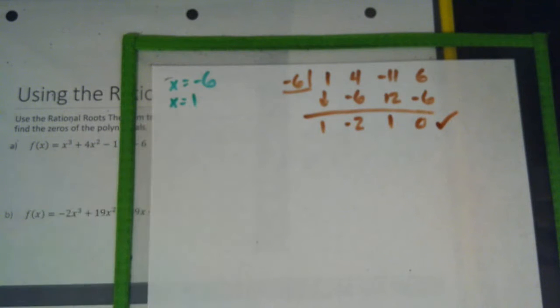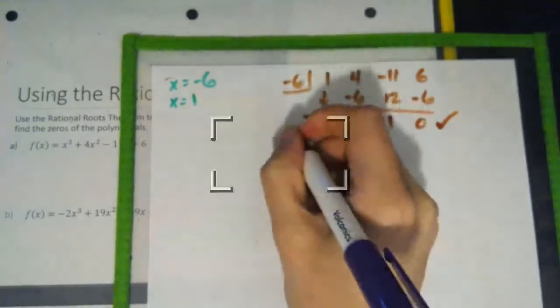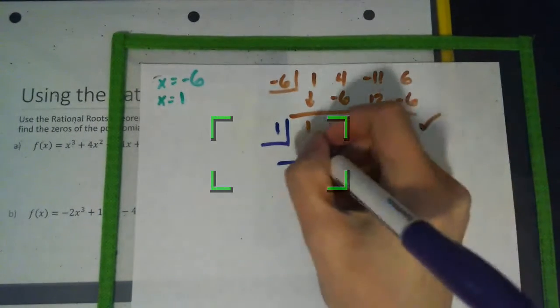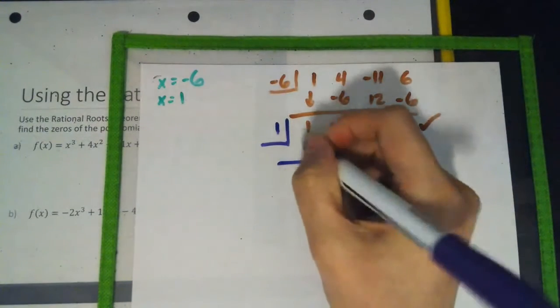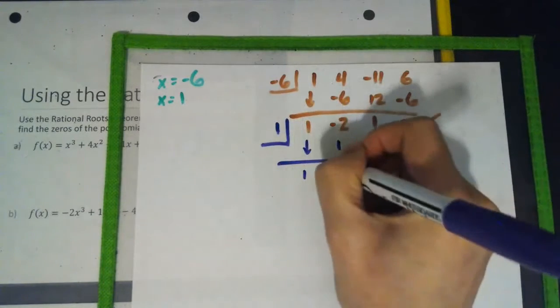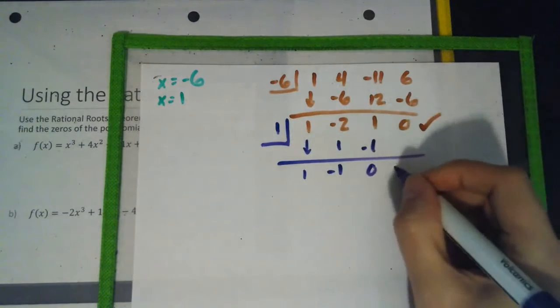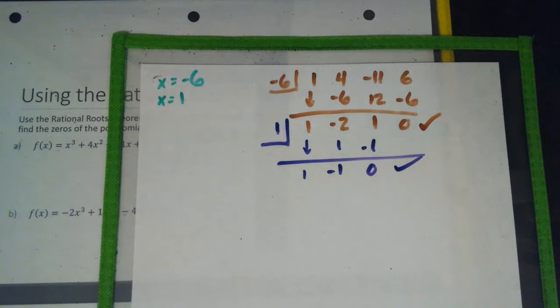Now I'm going to check x equals 1. So I'm just going to continue on with the polynomial I already have and keep doing synthetic division, and I'm going to check +1. I'm going to do my synthetic division just like I did previously. I bring down the 1, multiply, add, multiply, add. I got a remainder of 0. So 1 is still a 0.